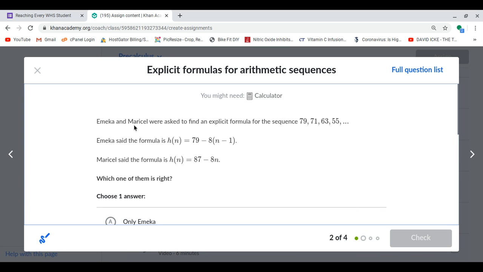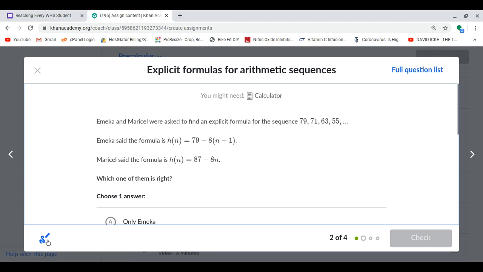So Amika and Marcel were asked to find an explicit formula for the sequence 79, 71, 63, 55. Okay, so we know the first term is 79. We're dropping 8 each time. So 79 plus -8 times n minus 1, Amika works. Now let's look at Marcel. Marcel said the formula is: the nth term is 87 minus 8 times n. Well, let's see if this one works.